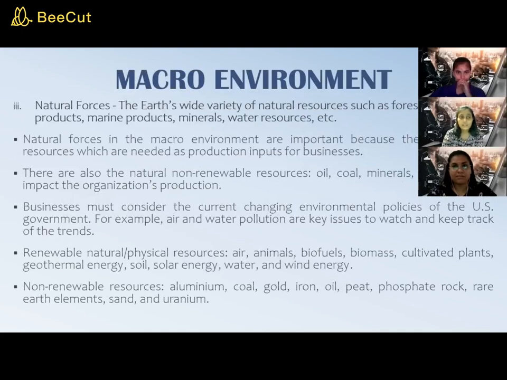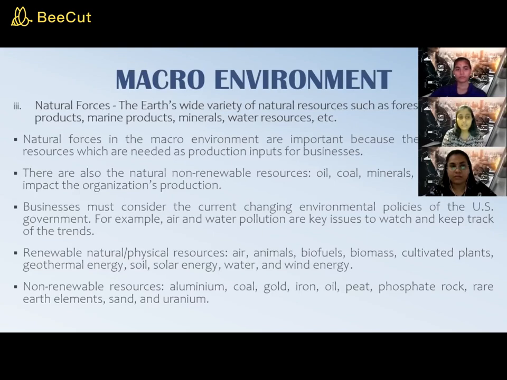Next, natural forces. The Earth's wide variety of natural resources such as forests, agriculture products, marine products, minerals, water resources, and etc. Natural forces in the microenvironment are important because they are natural resources which are needed as production input for the business. There are also natural non-renewable resources such as oil, coal, minerals, and etc. that may impact the organization's production.